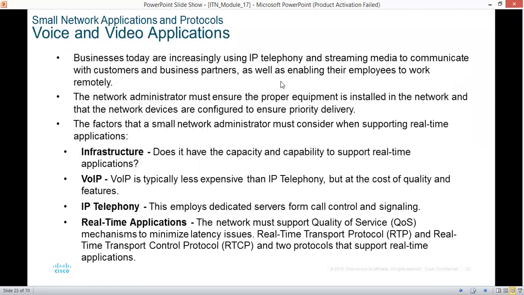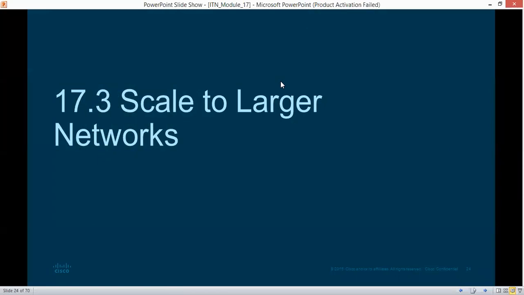Then there is voice and video applications. Businesses today are increasingly using IP telephony and streaming media to communicate with customers and business partners, as well as enabling their employees to work remotely. The network administrator must ensure the proper equipment is installed in the network and the network devices are configured to ensure priority delivery. So all these are steps that you as a network administrator must take for a small network design. If you must set up your design, you have to look at all of this.